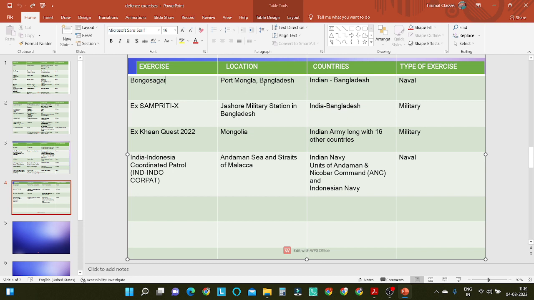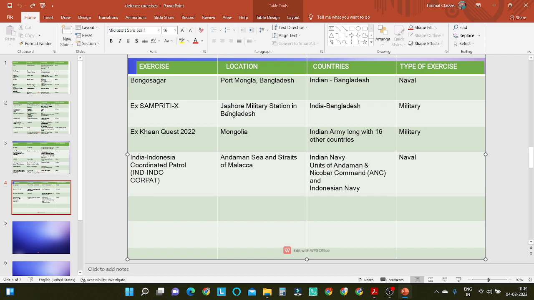It is taking place at Port Mongla in Bangladesh. The countries involved are India and Bangladesh, and the type of exercise is again naval. So recall the information I told you to remember in the last exercise. The same data should be remembered here also.